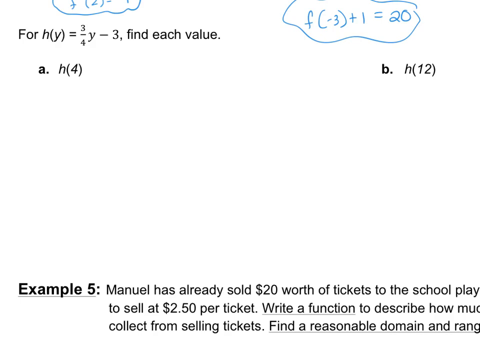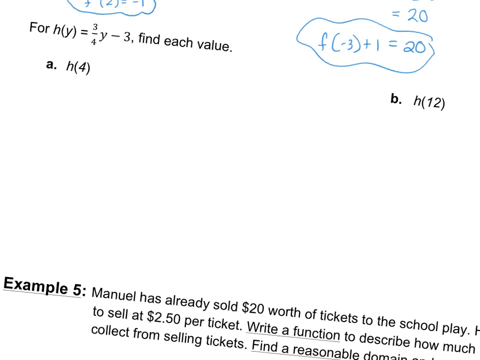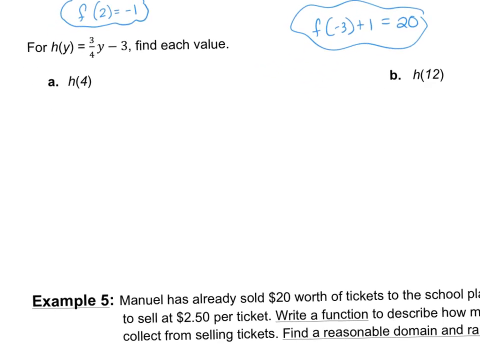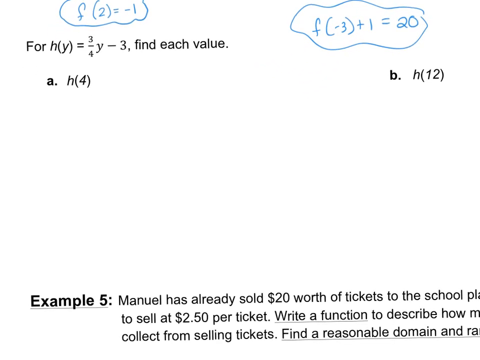Okay, so for h of 4, what that means is I'm going to be placing in the 4 into the y spot of this equation. So 3/4, let me write this, h of 4 is equal to 3/4 times, I'm placing that in for y, minus 3. So this equals, well, 3/4 times 4 is 3 minus 3, which is 0. And so my final answer would be h of 4 equals 0.